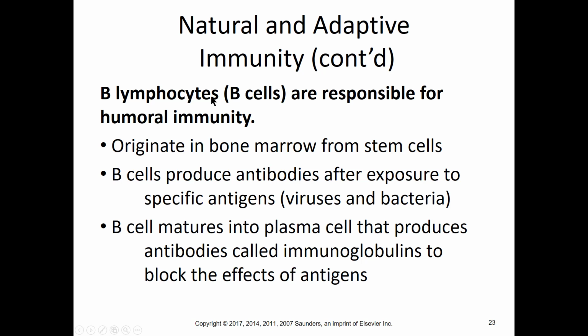The B lymphocytes are responsible for humoral immunity. Again, recap: they originate in bone marrow from stem cells. The B cells produce antibodies after exposure to a specific antigen, viruses or bacteria, like I've discussed. The B cell matures into a plasma cell that produces antibodies called immunoglobulins to block the effect of antigens.